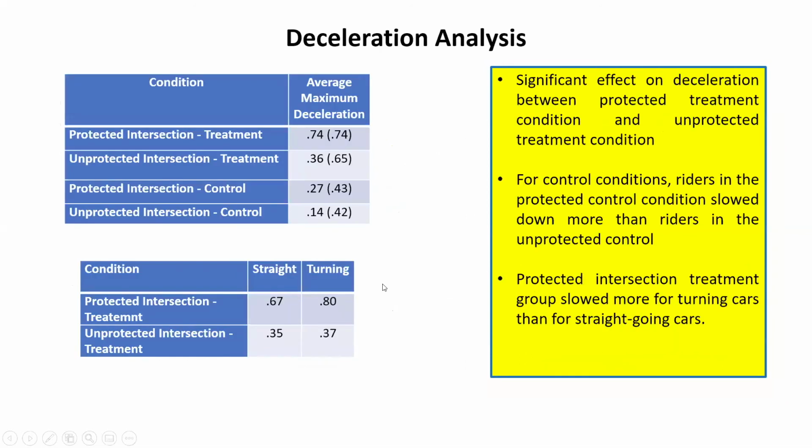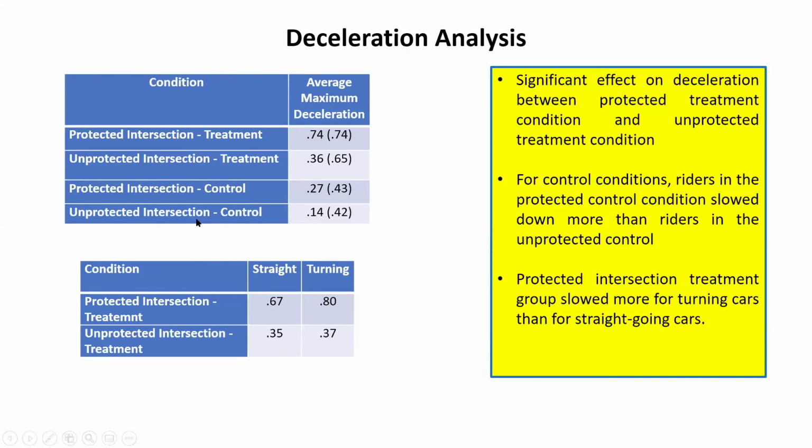We also analyzed the deceleration. This was computed as the difference between the speed in the bin with the slowest average speed and the speed at the trigger point. First, let's see only the treatment conditions. When we see only the treatment conditions, that is protected intersection treatment and unprotected intersection treatment, the protected treatment has a 0.32 meter per second squared maximum deceleration compared to unprotected treatment. This is consistent with the conflict point analysis.